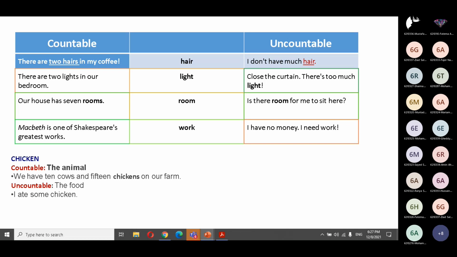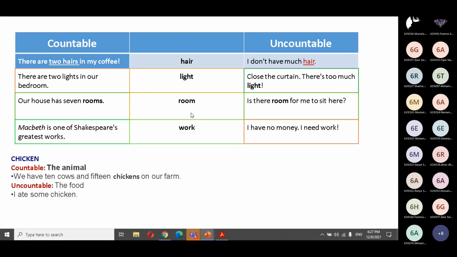The word room. Room can be countable and it can be uncountable. It depends on the meaning. The meaning will change. You can say our house has 7 rooms. So you can count the rooms in your house. You can say 1 room, 2 rooms, 3. We have a sitting room, we have a bedroom, we have a dining room.